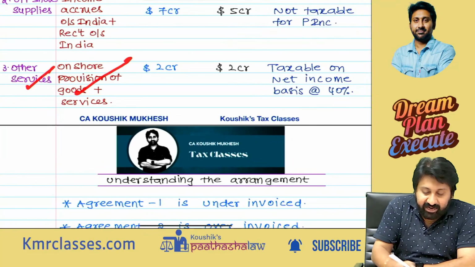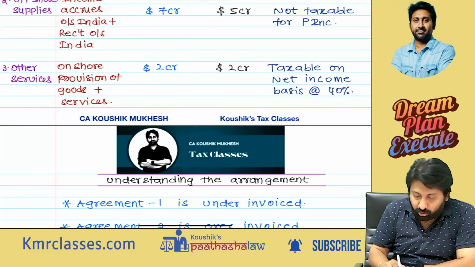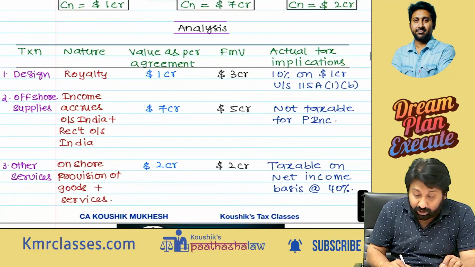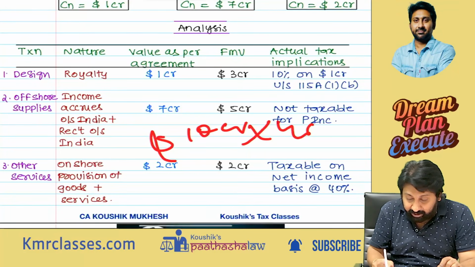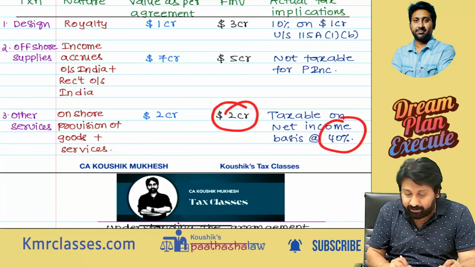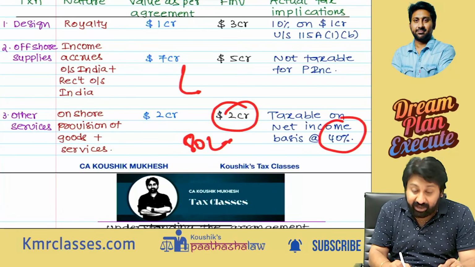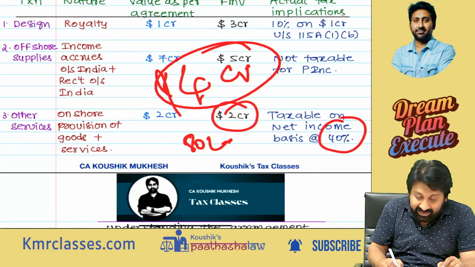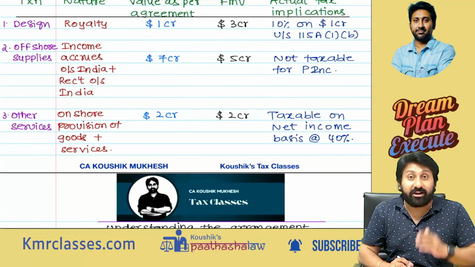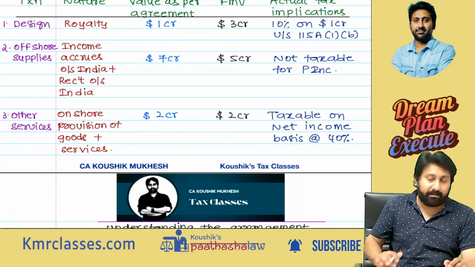Other services are done in India, peanuts, they have shown 2 crore. On the 2 crore net basis, 40%. Actually, they should have paid 10 crore into 40%, being 4 crore. Now they are paying how much? 2 crore into 40%, they are paying only 80 lakhs. Where is 4 crore? Where is 80 lakh? See how many times they cheated. 5 times they cheated the department.